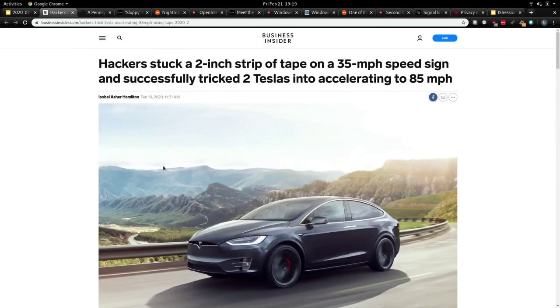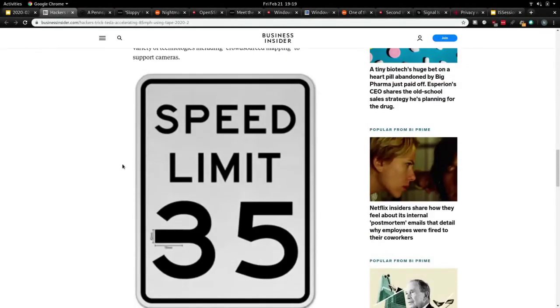So basically, two McAfee security researchers discovered that if they put some black tape on a stop sign like this, they're able to trick Tesla's autopilot into thinking the speed limit is actually 85 instead of 30.